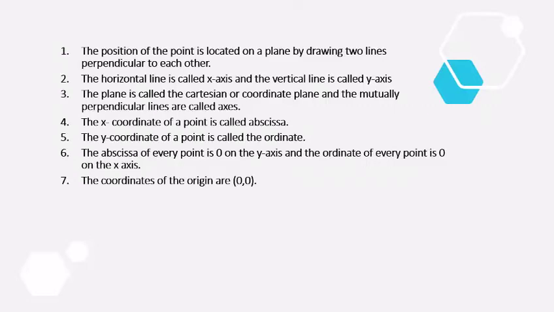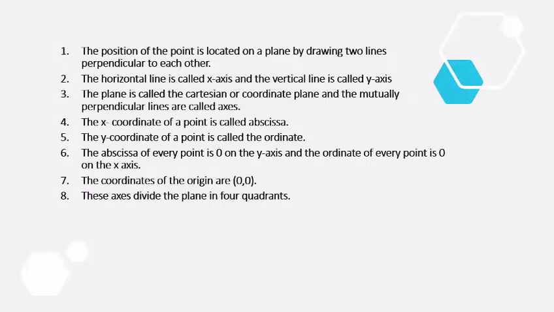Next, the coordinates of the origin are 0, 0. What is origin? You can see a meeting point of those two perpendicular lines, right? When you draw x-axis and y-axis, they meet at a particular point. That point is known as origin. And the coordinates of the origin are 0, 0. These axes divide the plane into four quadrants that we have seen already.